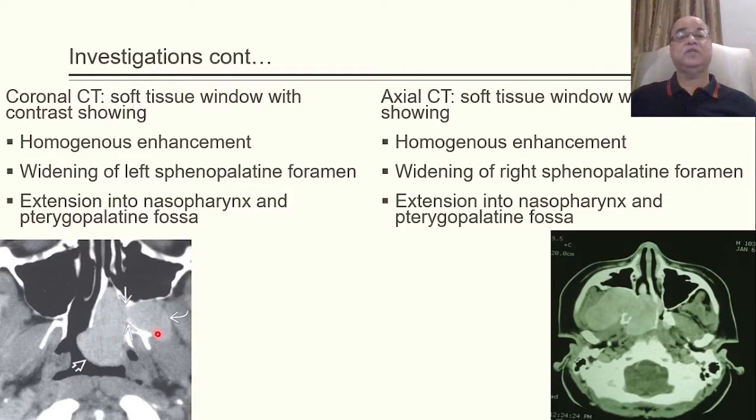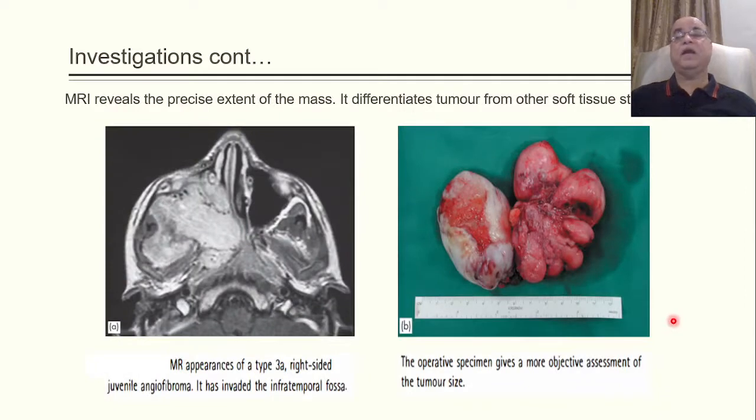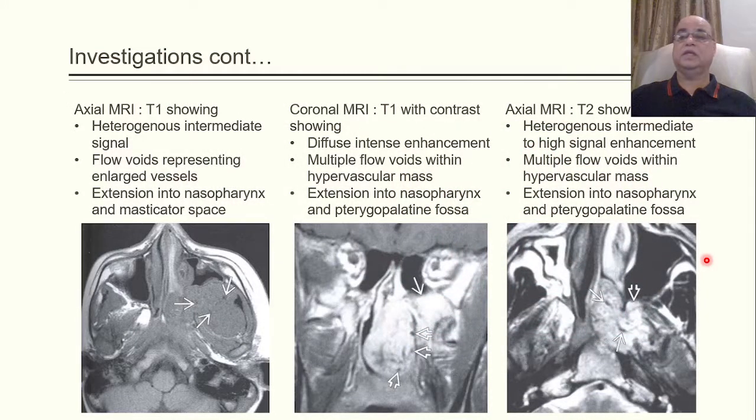Again, the homogeneous mass, with widening of the sphenopalatine foramen, involving the pterygoid plates as well, and pushing the posterior wall of the maxillary sinus forward. This is the MRI on the left side, and on the right side is the excised nasopharyngeal angiofibroma, and you can see this is dumbbell shaped, with two broad ends which are united with one another by a thin stalk. Again, some MRI pictures. Now you can better read these MRI pictures.